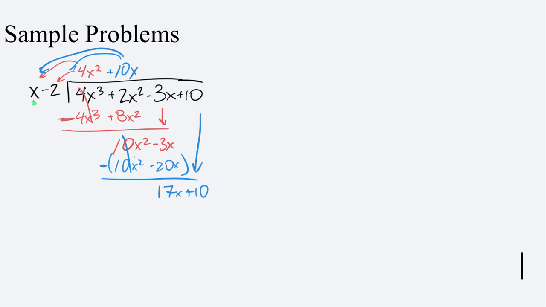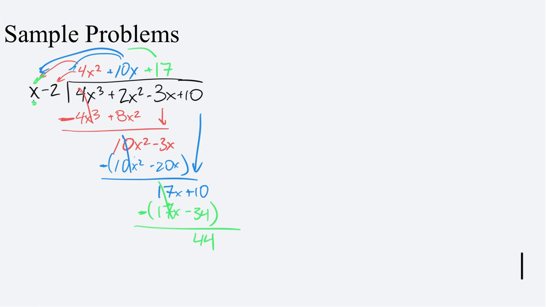Now I do x. How many times do I go into 17x? Positive 17 times. And I take 17 times x, I get 17x. 17 times negative 2 is negative 34. I subtract the entire thing. These cancel. I get positive 10 minus a minus 34, which is really just 10 plus 34, which is 44.